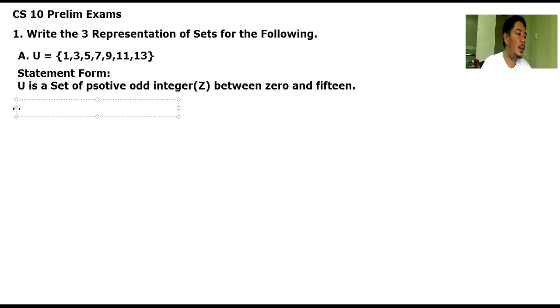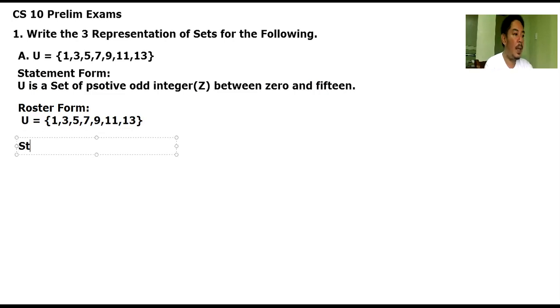Next is the roster form. Napapansin nyo, yung given na yan, roster form na yan, isulat nyo lang uli. So, U is equal to the set of 1, 3, 5, 7, 9, 11, and 13. Ito na po ang roster form. Okay, the next, set builder. Ito medyo mahirap-hirap ang set builder.